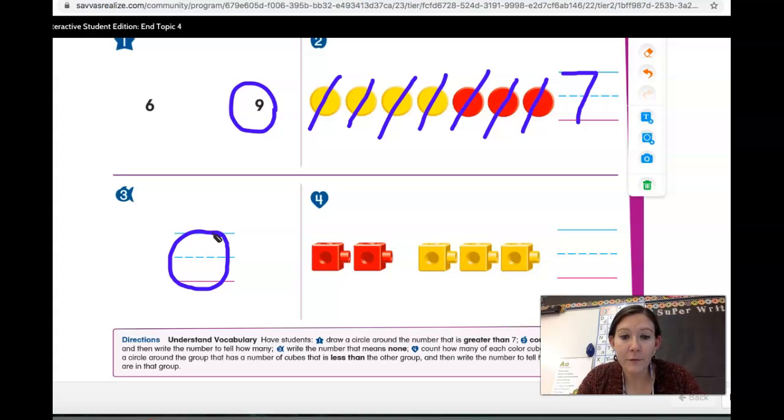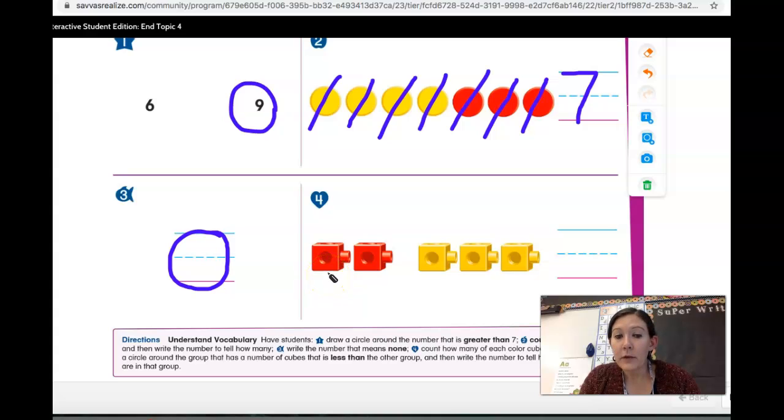All right, number 4 heart. I want you to count how many of each color cube and then draw a circle around the number of cubes that is less than the other group. Let me say those directions again because I think I said it wrong. Here's what we'll do. We're going to put an X on the number that's less and we'll circle the group that's greater. So here we go.